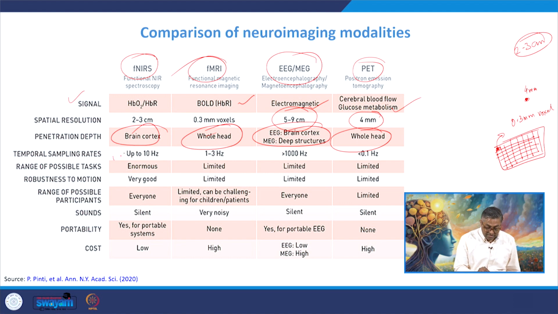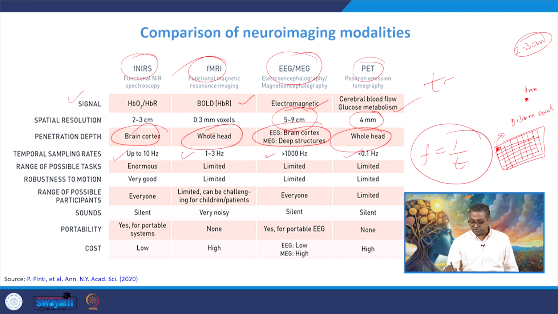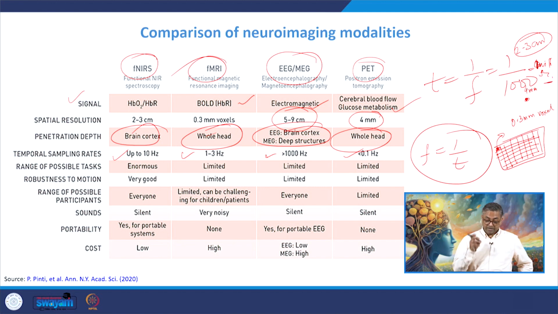Temporal, if you see, then up to 10 hertz, 1 to 3 hertz, 1000 hertz, and less than 1000 hertz. If we talk about frequency, it is equal to 1 by time, and similarly, time is equal to 1 by frequency, so 1 by 1000 means 1 millisecond. 1 millisecond processing, it can give us precise information, up to 1 millisecond, 10 to the power of minus 3 time point, if any cognitive process is happening, and above that.